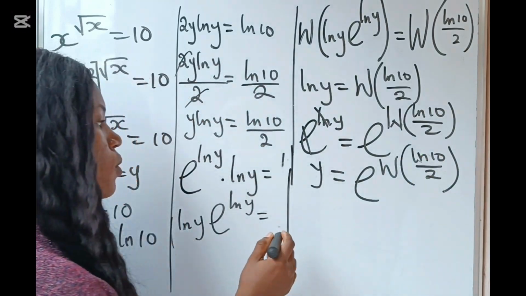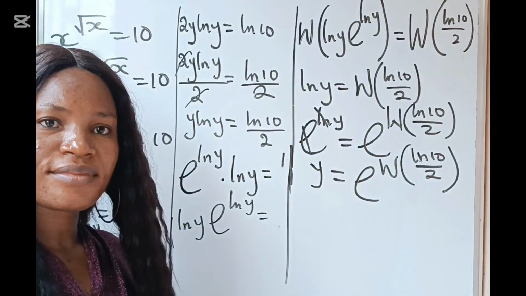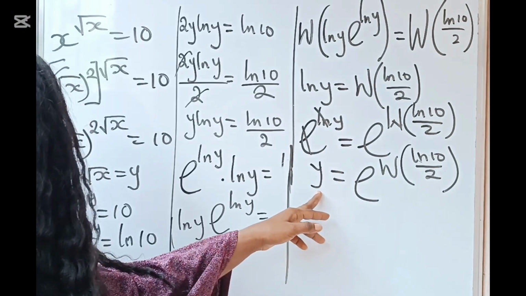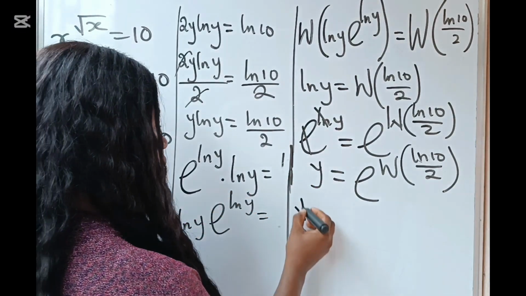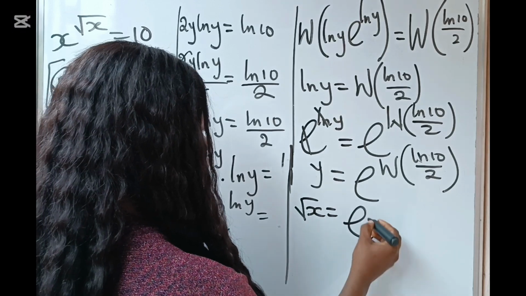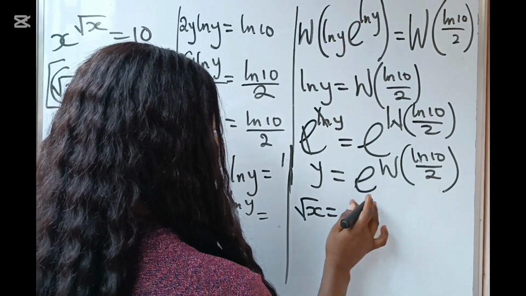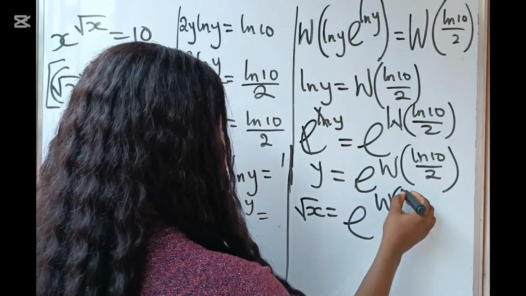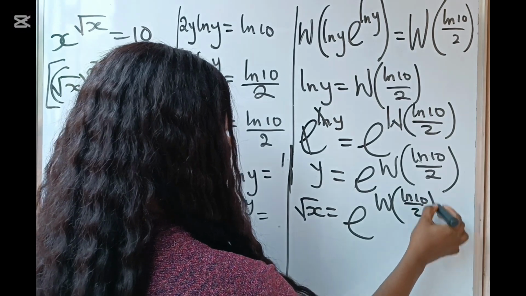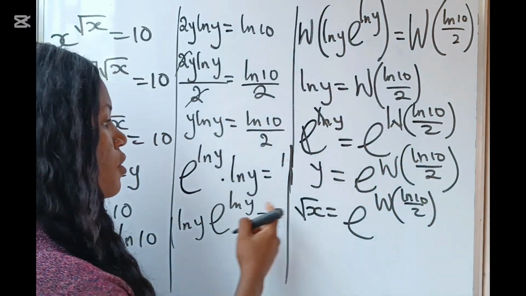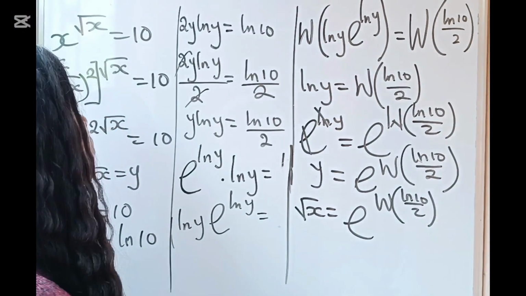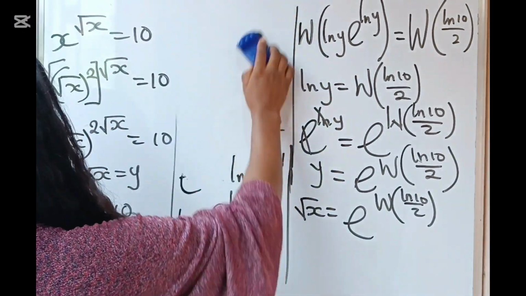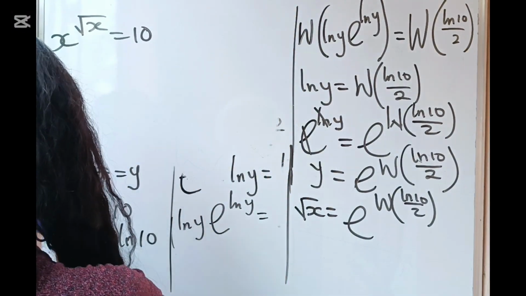Now look at what we have. Recall that our y is root x. So we can say square root of x is equal to e to the power of the Lambert W function of ln 10 divided by 2. So to get the value of x, we need to square both sides of this equation. So let's square both sides of this equation.